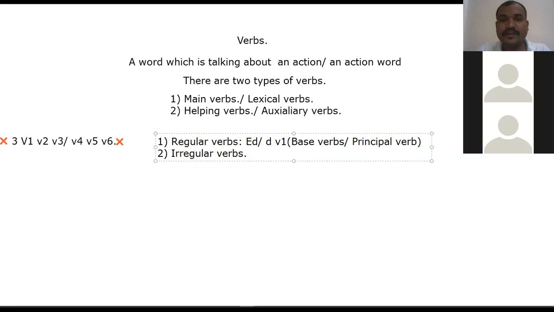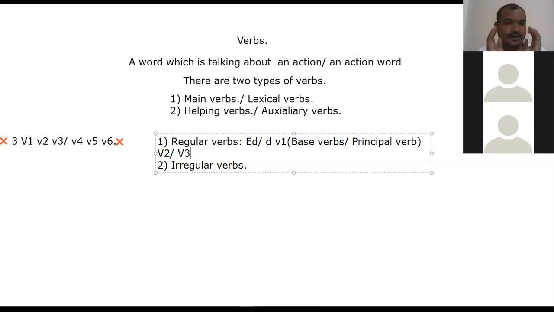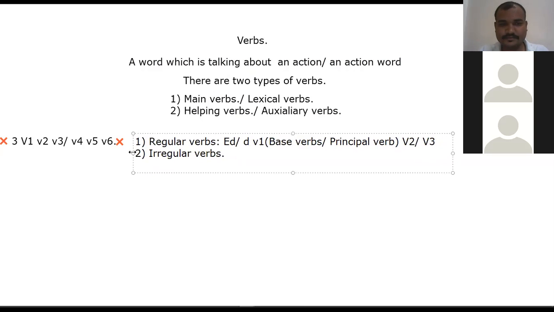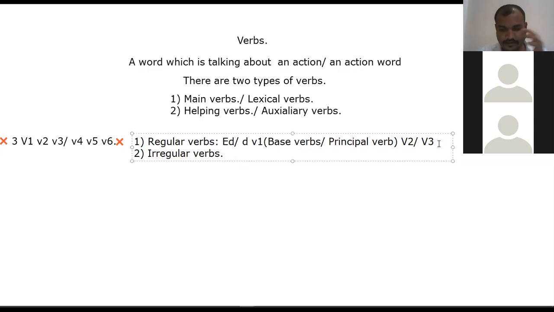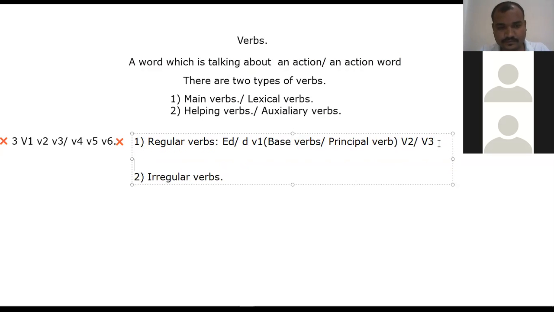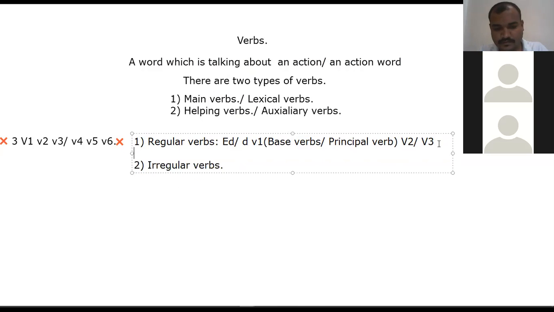if we are able to produce V2 or V3, that is, if you are able to add d or ed to the main verb, or simply base verb or principal verb, and make a V2 or V3, that verb is known as a regular verb. Right? So examples.